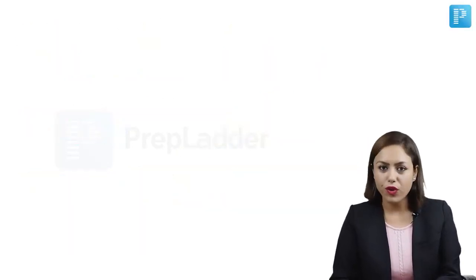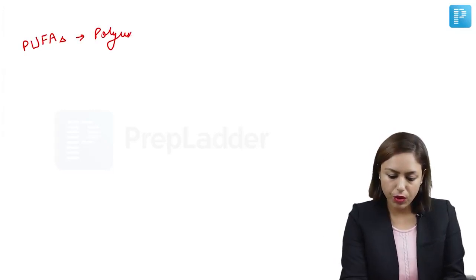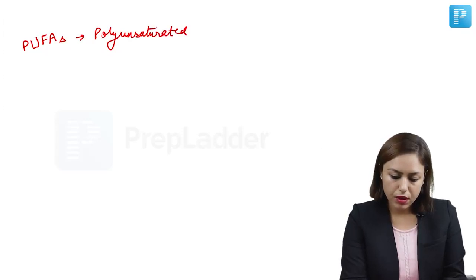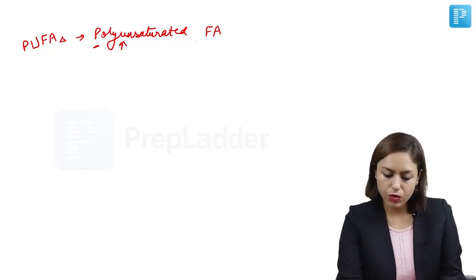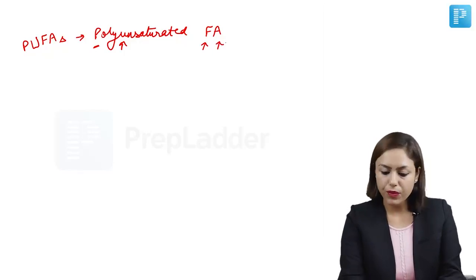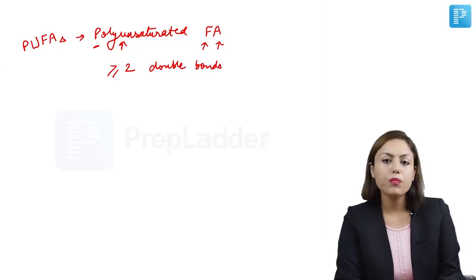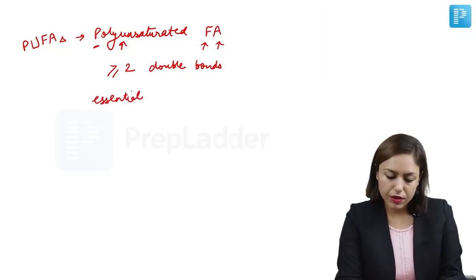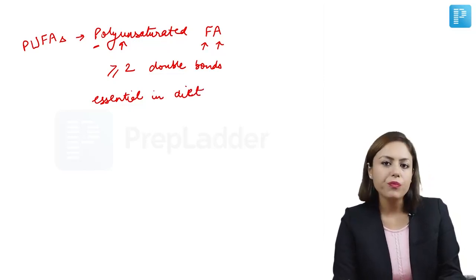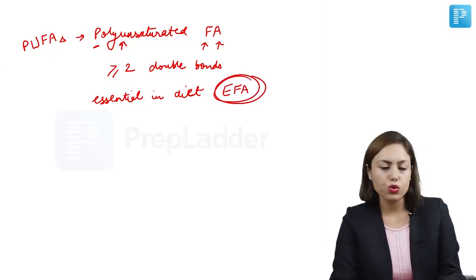Now our next topic is PUFAs. PUFAs, that is polyunsaturated fatty acids. They have 2 or more than 2 double bonds. That's why they are called polyunsaturated fatty acids. They are essential in diet because they cannot be synthesized in the body. We need to take them in diet. So they are also called essential fatty acids, right?